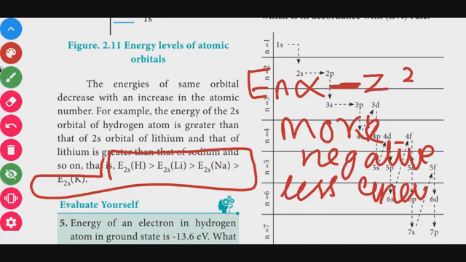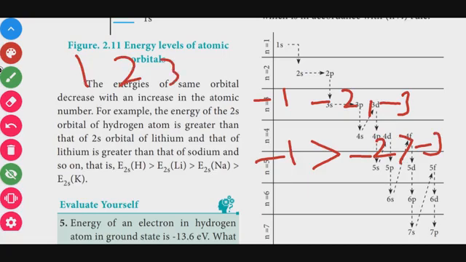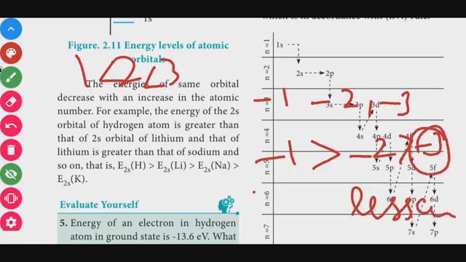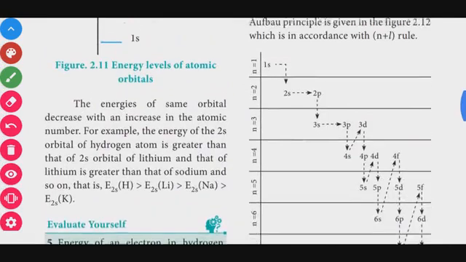To be frank, take -1, -2, -3. Which is greater? -1 is greater than -2, which is greater than -3. For 1, 2, 3 it would be the other way. But here there is a negative value, so as the Z value increases, more negative means less energy. That is why as the n value increases, the energy value increases. So this is all about energy. In the next video, we will see the filling of orbitals.